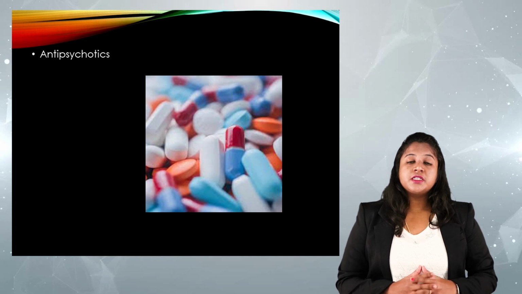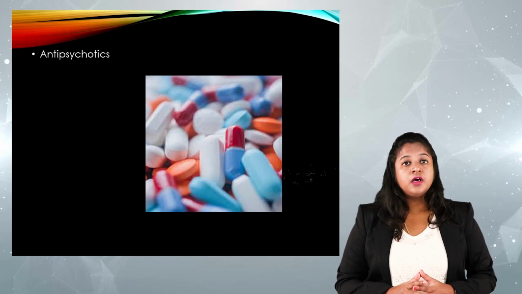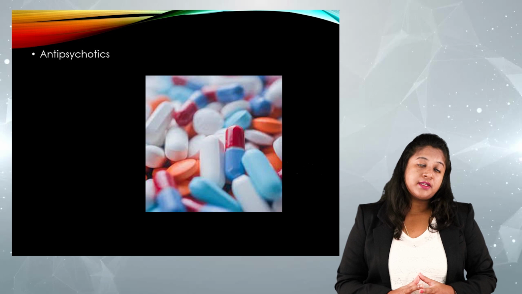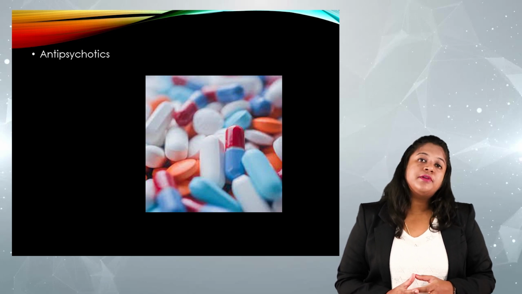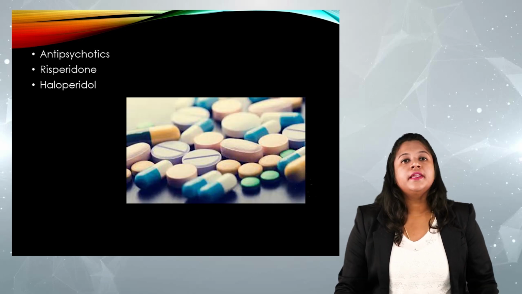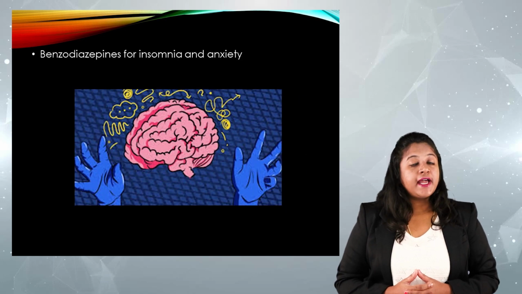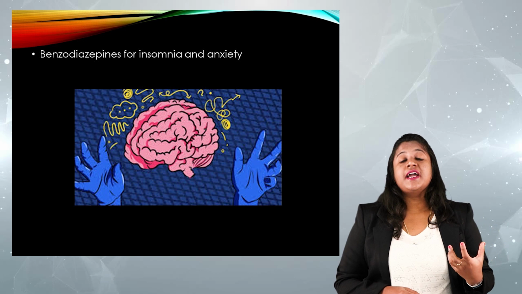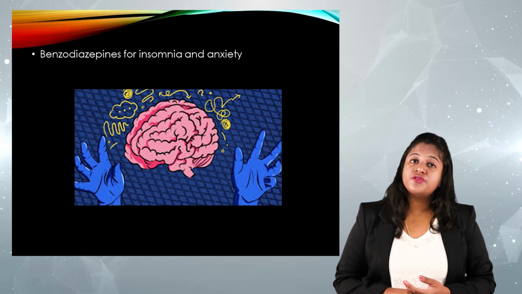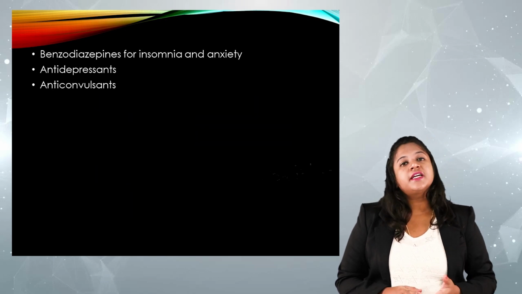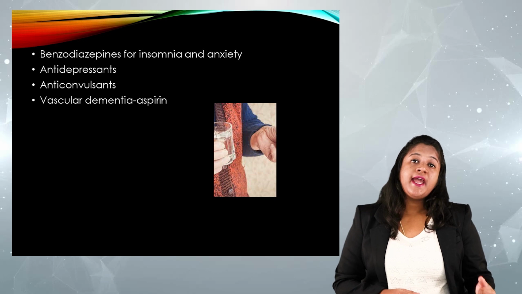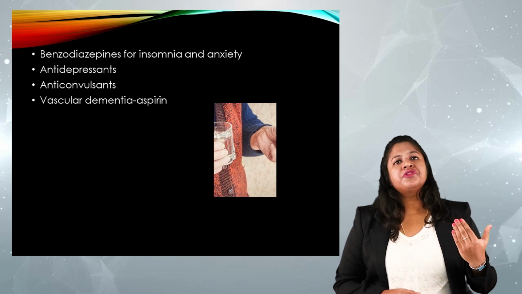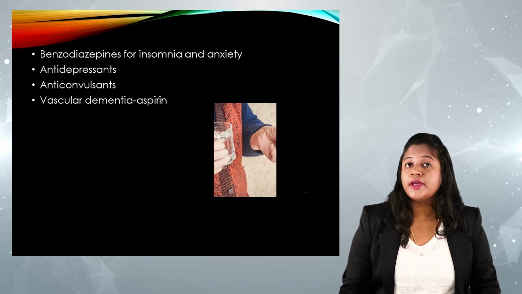Apart from these drugs, we can also use the antipsychotic group of drugs if the client is having any conditions of psychosis. Example, we have haloperidol and risperidone. If the client is having any kind of anxiety or insomnia, we'll be administering the benzodiazepine group of drugs. Antidepressants, anticonvulsants, as well as for vascular dementia, we'll be using aspirin. Okay, so these are some of the drugs which are used in the treatment of dementia.